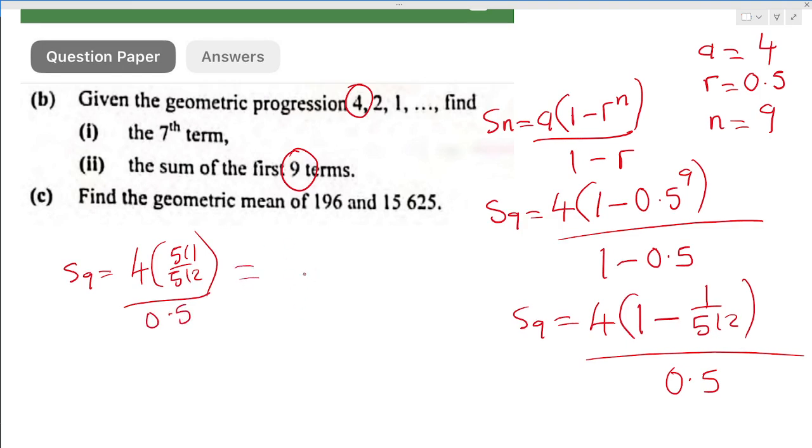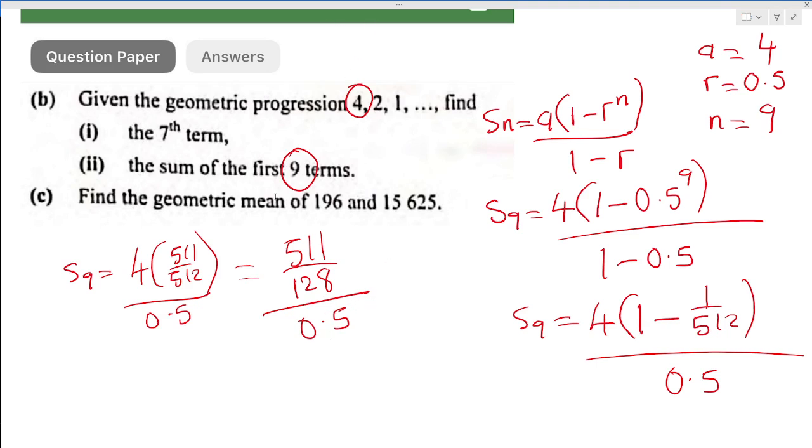Okay, then 4 times that, what do you get? 4 open bracket 511 over 512 close bracket. What do you get? You get 511 over 128, then divided by 0.5. Let's see if you convert this 511 over 128 to a decimal. Let's see if it gives us a very big value or something. Okay, so it's giving me a reasonable value.